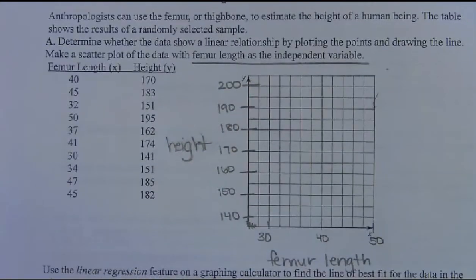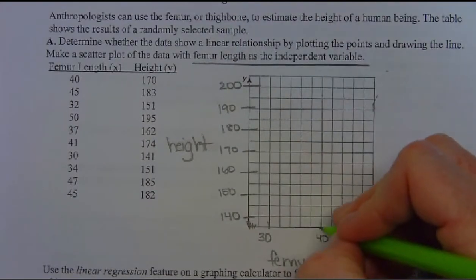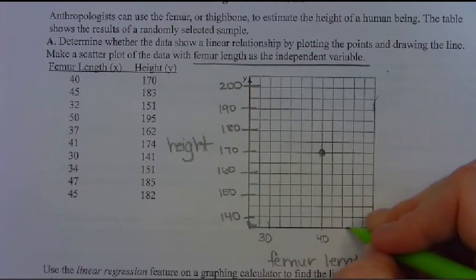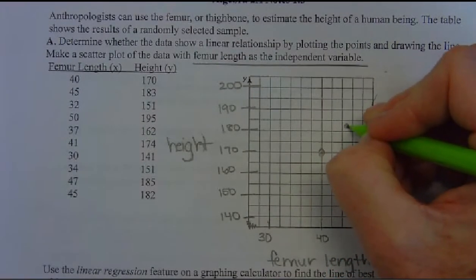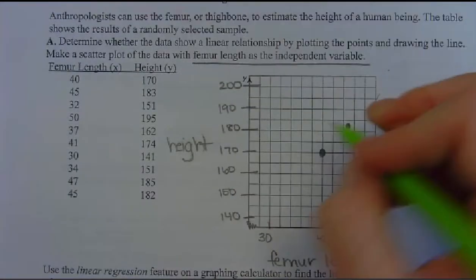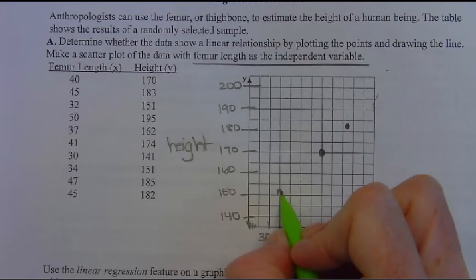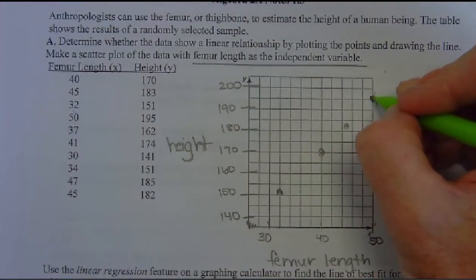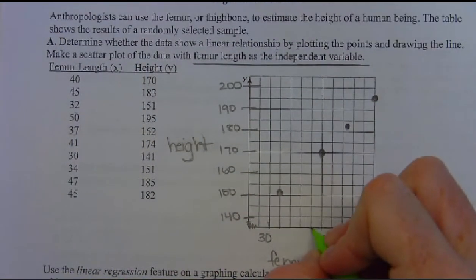Once I have all those things labeled, I'm then going to plot my points. So at 40, it's all the way up at 170, and I put a dot. At 45, it's at 183. At 32, it's at 151. At 50, it's at 195. 37 is at 162.